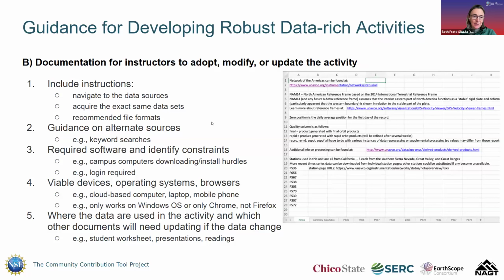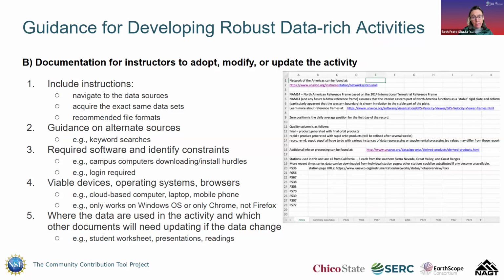Next slide. All right, so again, what is the documentation that's needed to adapt, modify, or update the activity? This is a screenshot of one example of notes or metadata that could go into, for example, a spreadsheet of data. So include instructions for how to navigate to the data source, so URLs or a series of clicks that need to be done, and how to acquire the exact same data set.